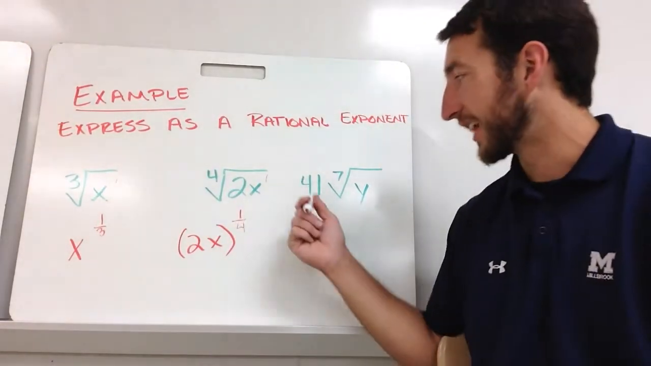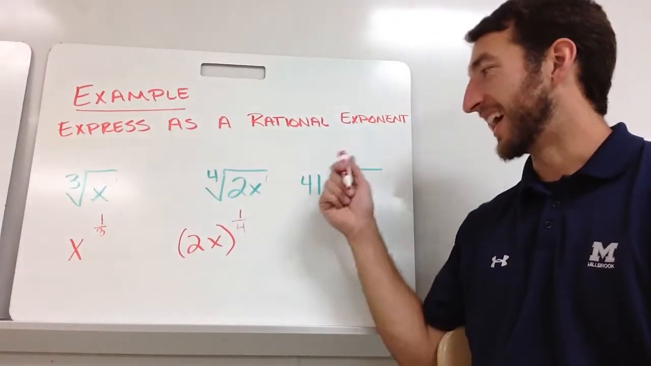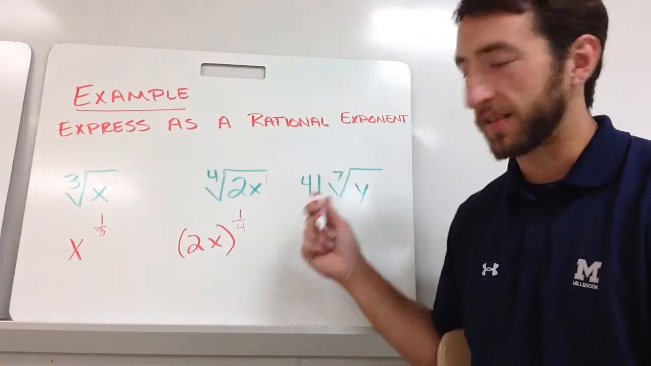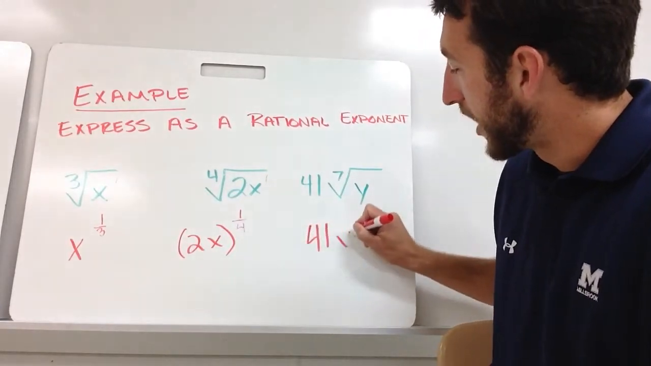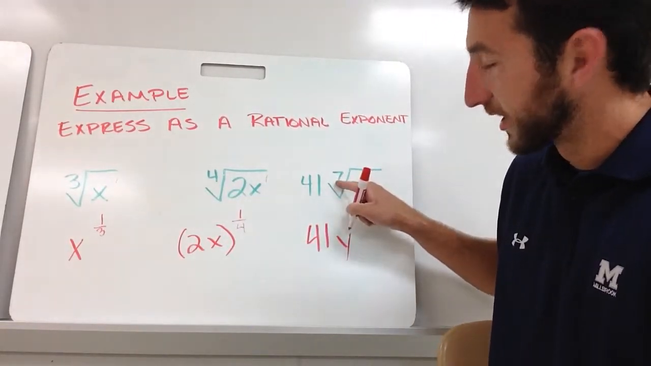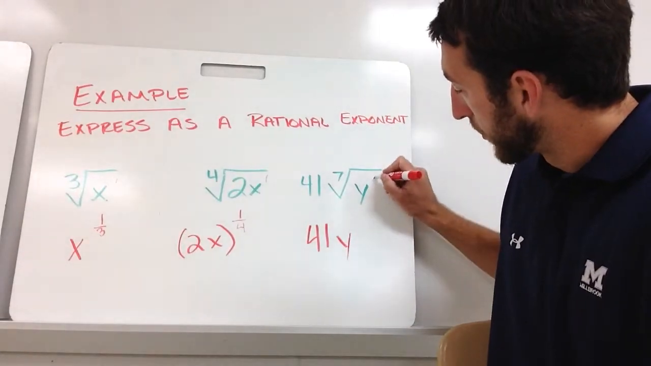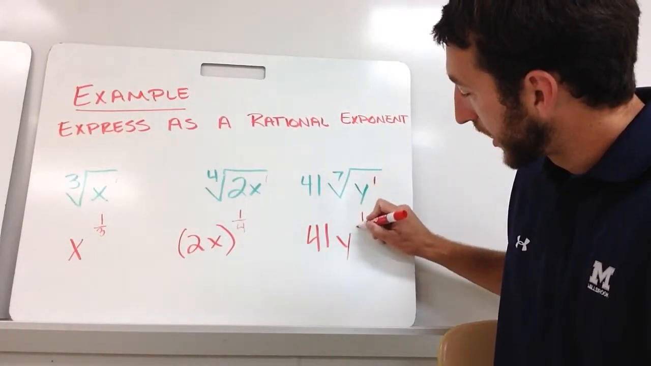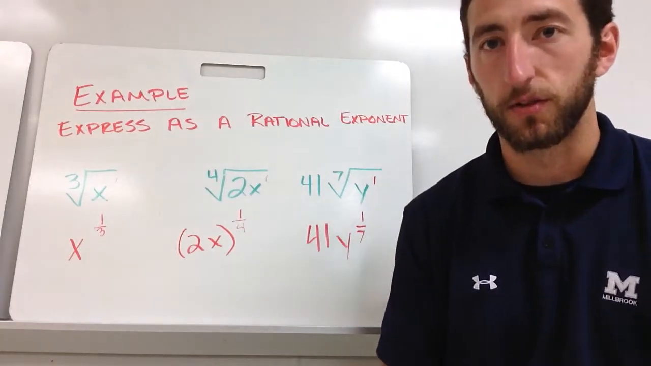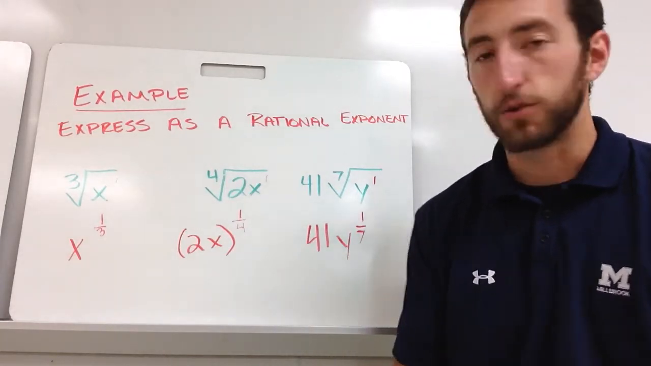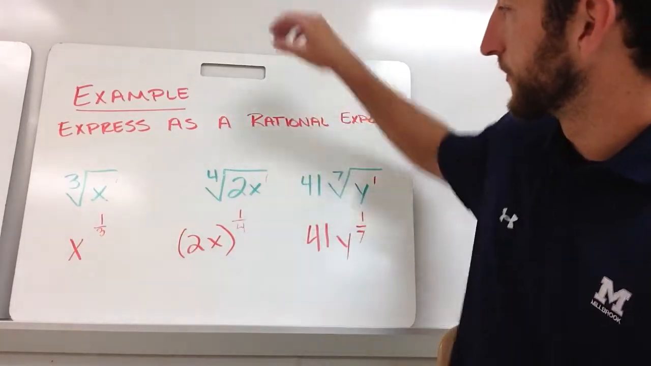All right, and then this last one, the number is on the outside, so that means it does not have to get grouped with the y. So it's just going to be 41y, and just the y is going to get the exponent. Remember, this is still implied to be a 1. And we'll go y to the 1/7. So that's how we would change them into rational exponents.